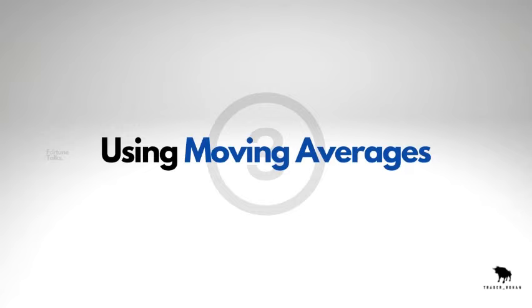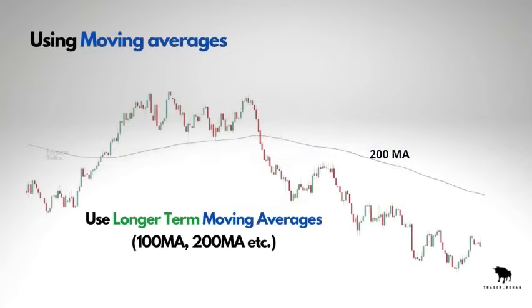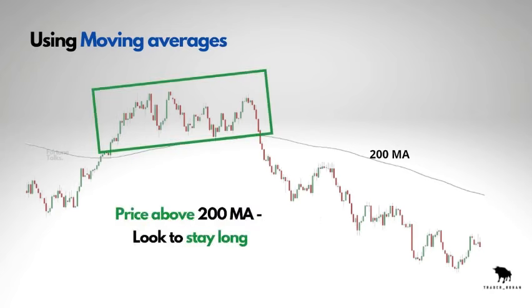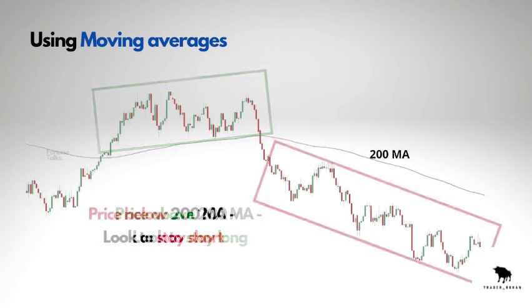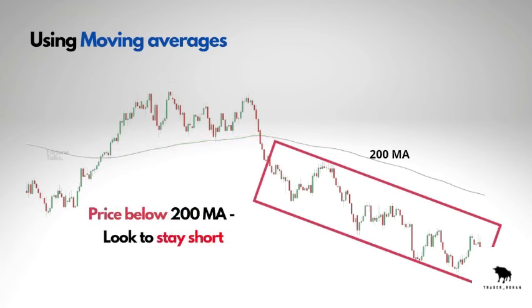You can make use of moving averages for reversal trading. In this particular technique, we will use the longer term moving averages like the 100 moving average or 200 moving average with a positional trading perspective. We know from the basics that if the price is above the 200 moving average, for example, we should try to stay long, and if the price is below the 200 moving average, try to stay short in the market.